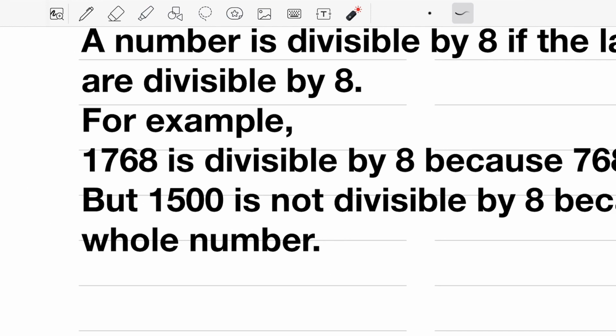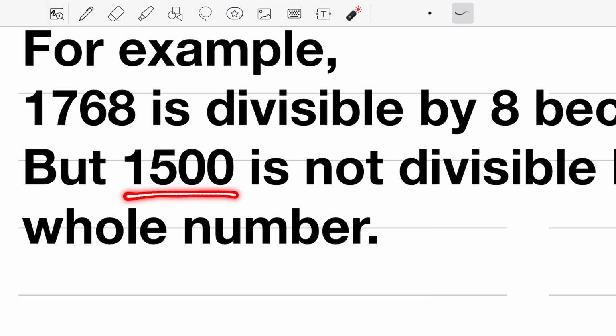So if we have this number, 1768, right? It's easy to tell that this is divisible by 8 because the last number is 8. But what about if we had a number 1500? Since the last digit is not 8, we will look at the last 3 digits. And then we divide those last 3 digits by 8. And if it is divisible, meaning if we get a whole number, then the entire number is divisible by 8.